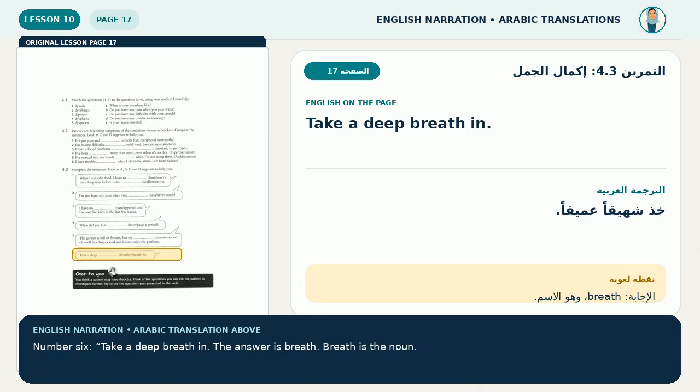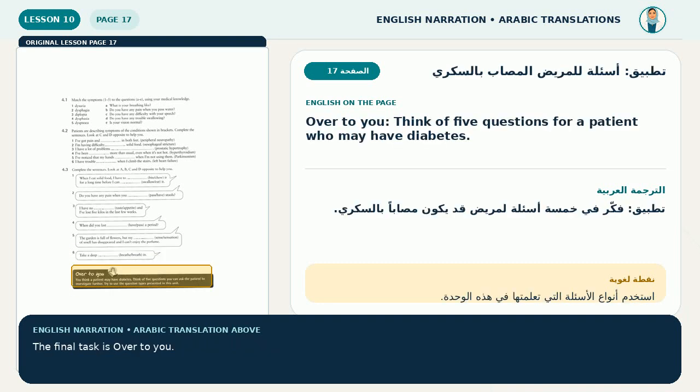Number 6. Take a deep breath in. The answer is breath. Breath is the noun. Breathe, with an E at the end, is the verb. The final task is over to you. The page says, you think a patient may have diabetes. Think of 5 questions you can ask the patient to investigate further. Try to use the question types presented in this unit. The full Arabic translation is on screen.